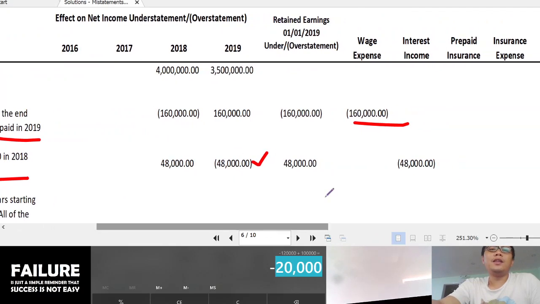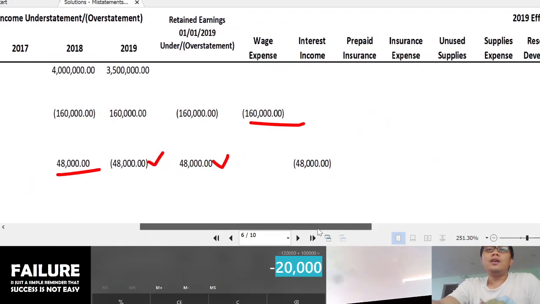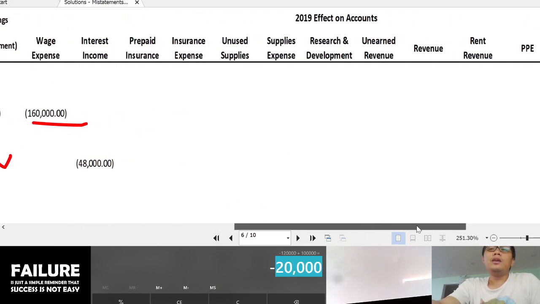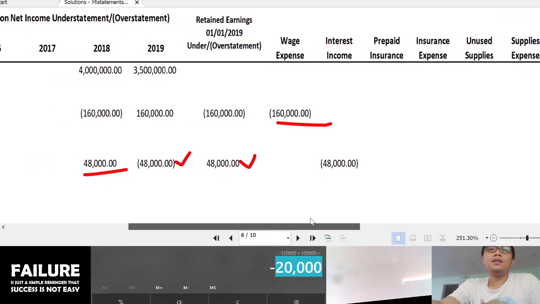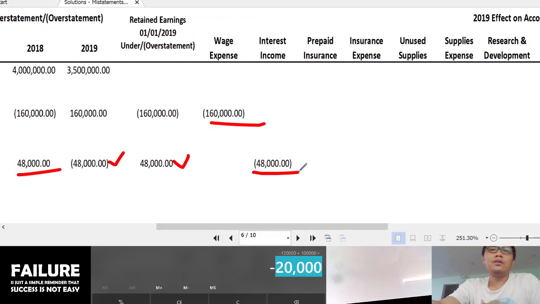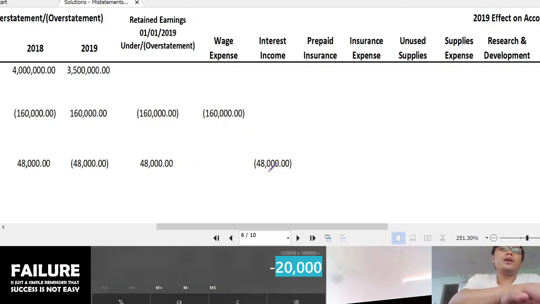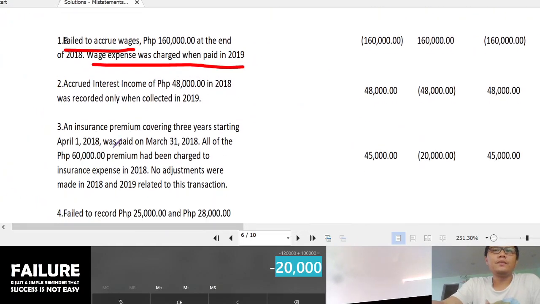Diba? Effect sa retained earnings, obviously, kulang siya ng 48,000. Interest income mo in 2019 is that ito, sobra naman. Di ba? Kasi yun nga, dapat ito, recognize mo na siya in 2018. This is your receivable with a corresponding credit to your interest income. Pero, na-recognize mo siya as interest income in 2019. So, sobra yung interest income.